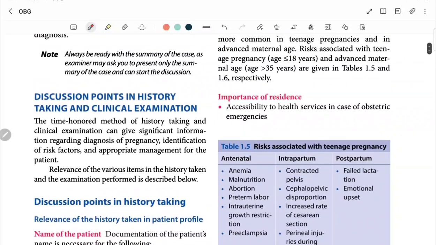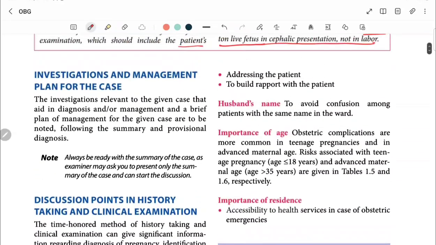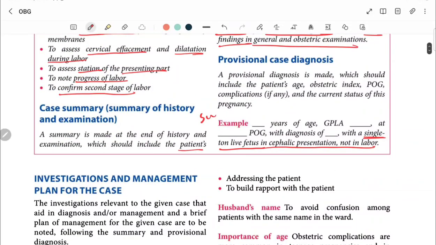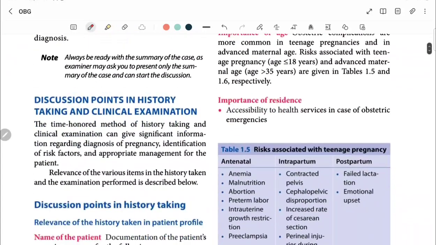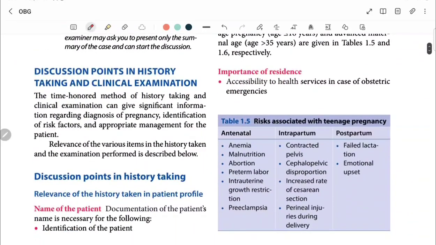You need to be ready with the summary of the case, as the examiner may ask you to present only the summary of the case. So the summary of the case is very important. This is how the summary will be given. So let's discuss certain points in history taking and clinical examination.